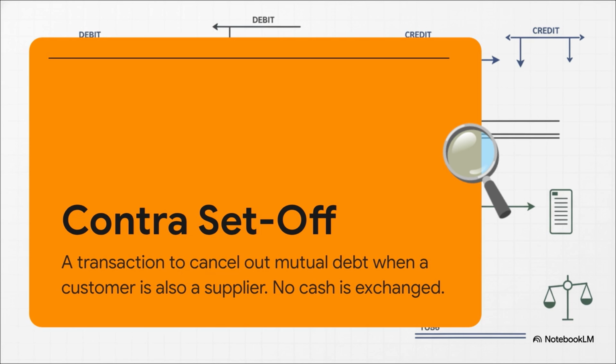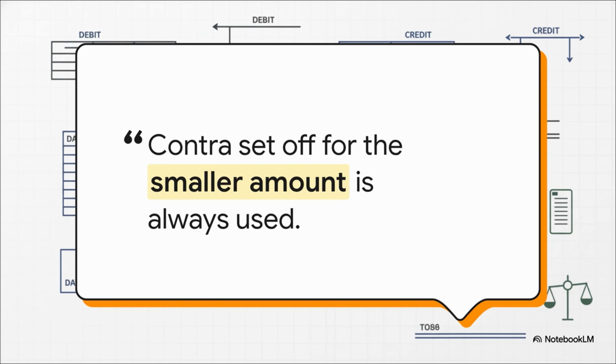No cash actually moves. Now, here is the one single golden rule you have to remember. You always use the smaller of the two amounts. So if they owe you 150 bucks and you owe them 500, you can only set off 150. You can't just wipe out the whole 500. It's always the lower number.